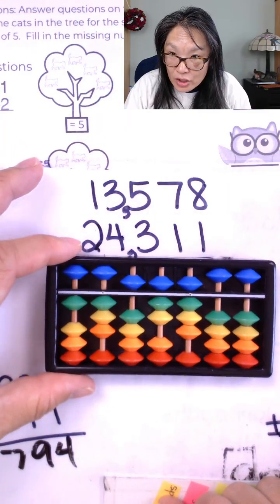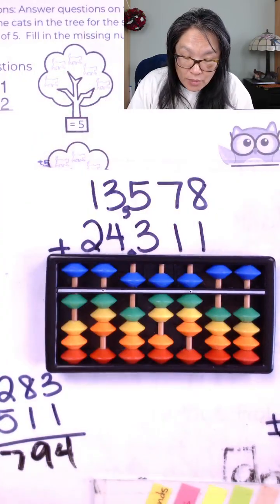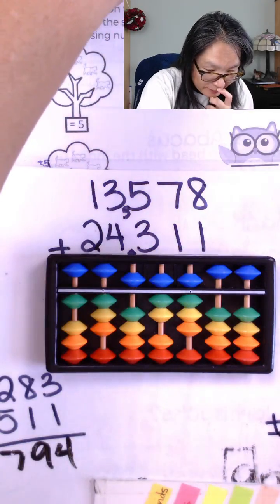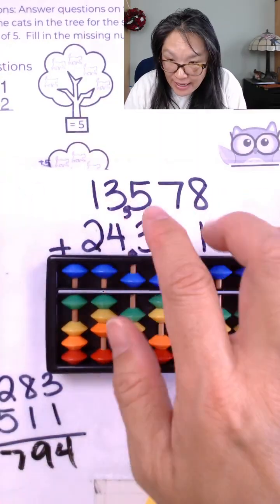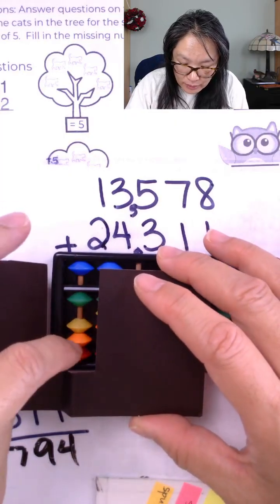And what are we going to do? We're going to add 24,311. But guess what? We don't need to do friendly numbers. That's another strategy that mainstream's doing. We don't need to have friendly numbers. What are we going to do? Can I add the 2 on my abacus? Yes, I can. I'm going to add the 2.